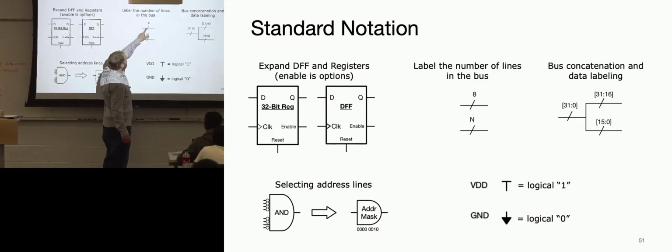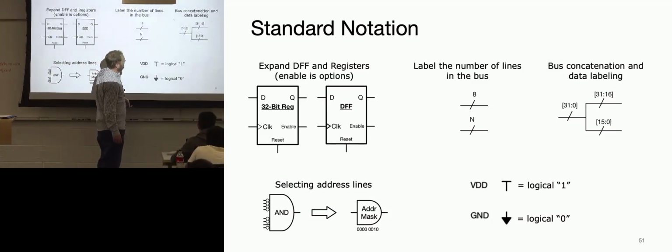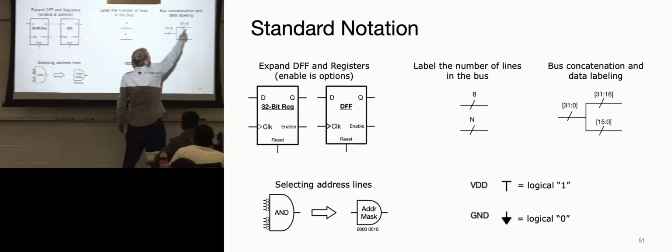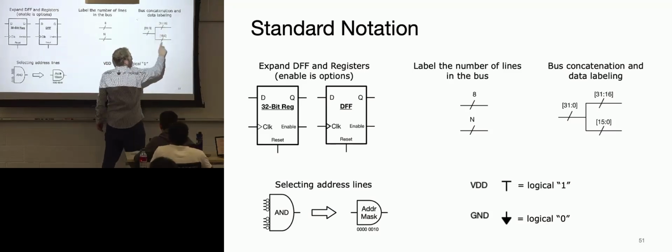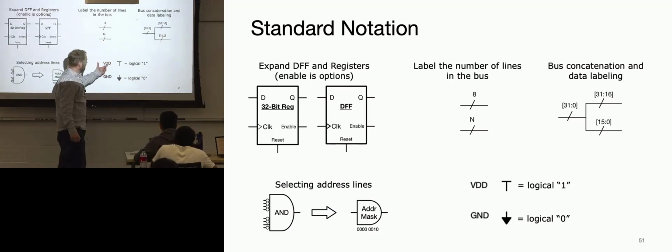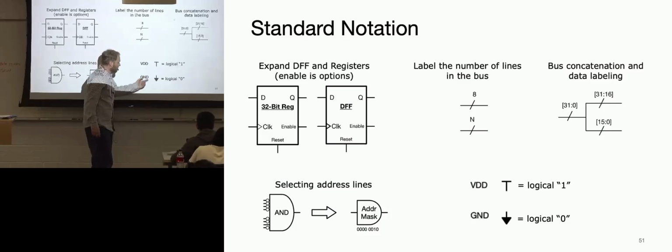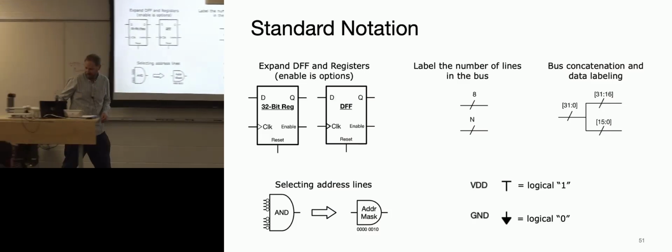If you have a bus, you should tell us how many lines are in the bus, and then you should tell us what the concatenation is. So if you have brackets, that tells us this is a 32, and then here's the upper 16 and the lower 16. And as always, VDD is logical 1 here, and ground is logical 0.